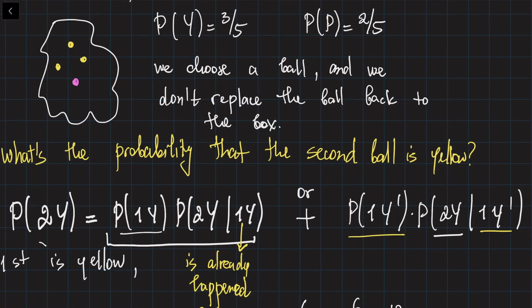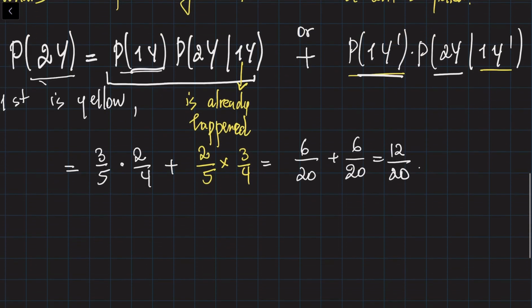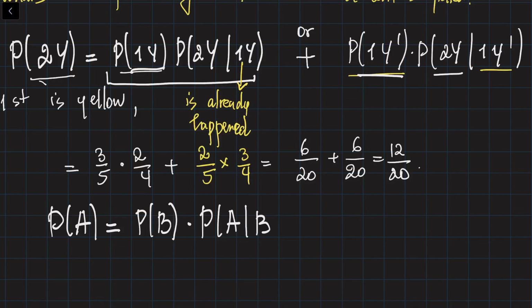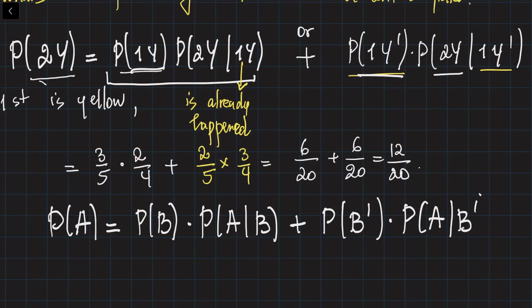So do you see this? In order to find the probability that the second one is yellow, we found the 2 cases where the first one is yellow and the first one is not yellow. In general, we can write down this rule in this way. Probability of A is equal to probability of B times probability of A given that B has happened, plus probability of B prime times probability of A given that B didn't happen. So this formula is called the law of total probabilities.